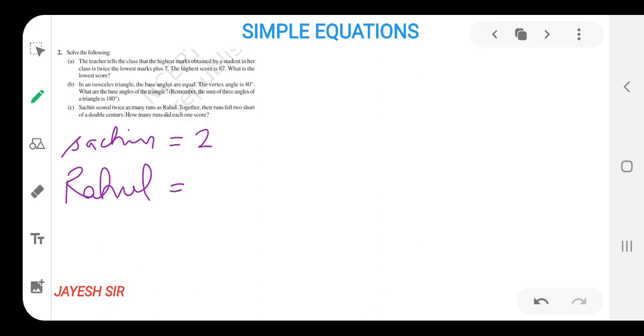That means if Rahul has scored x, then Sachin has scored 2x. Sachin scored twice, that means 2x, and Rahul has scored x. I hope till this line you all might be clear. Together their runs fell 2 short of the double century. That means after adding the runs of both Sachin and Rahul, they fell 2 runs short of the double century, which is double century minus 2.